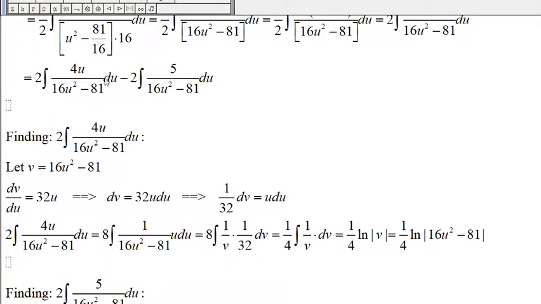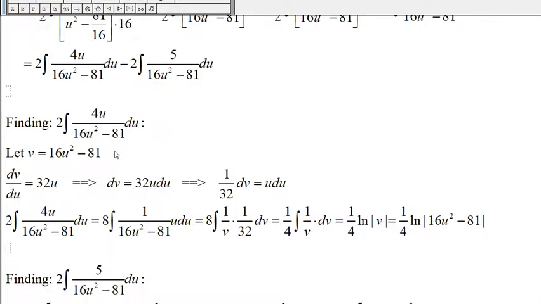Now let's find this integral. So we have 2 times the integral of 4u over 16u squared minus 81. So let v be 16u squared minus 81. dv over du will be 32u. dv will be 32u du. Multiply both sides by 1 over 32.